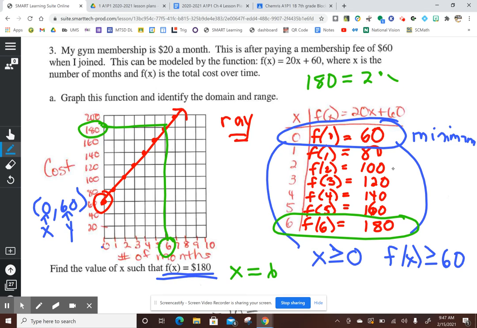The third way is to use the equation and plug in 180 for f of x and solve for x. So I subtract 60 from both sides, and I get 120 equals 20x. And when I divide both by 20, x equals 6. So there were 3 different ways to get a value of x equals 6.